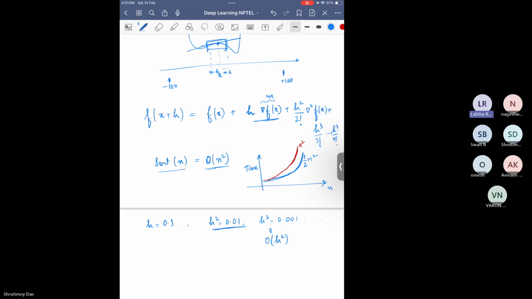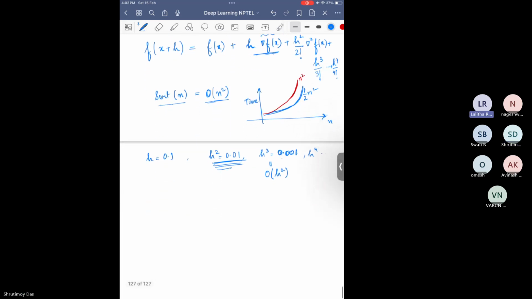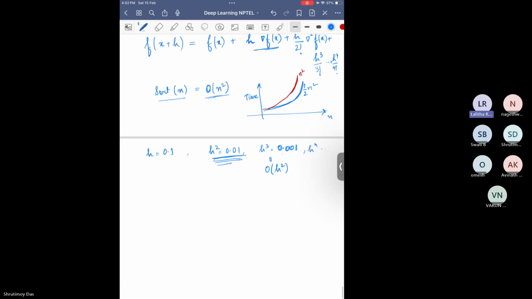Sorry, I did not understand this last part. H cube is less than h, and h square, h cube, that much I understood. Then this h cube or h to the power 4 and so on cannot be greater than this, right? If you take this curve, I can say it cannot be greater than h also, no?